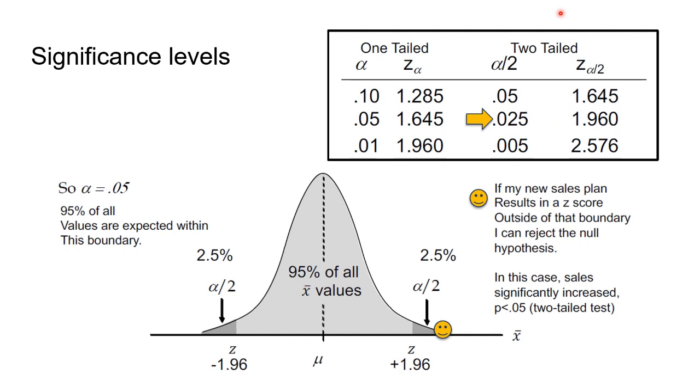And we would use that to measure. The interpretation in this case, if you kept sampling over and over again, 95% of your samples would come from this area. In our example, the interpretation would be that if my sales resulted in a z-score that fell outside of the z-score, I can reject the null hypothesis.